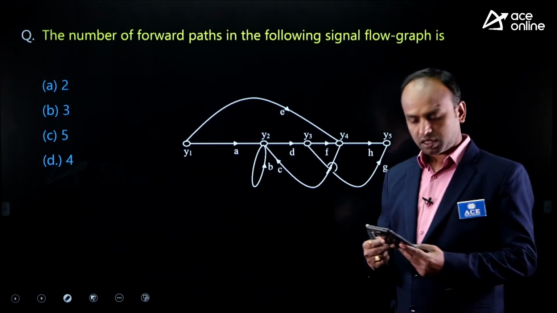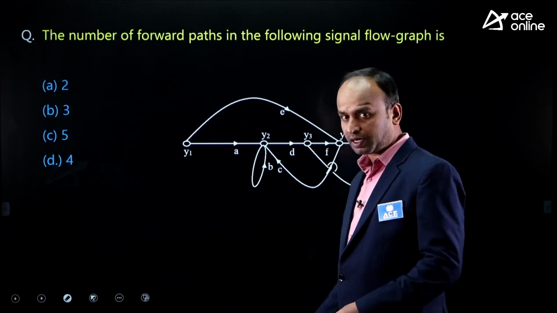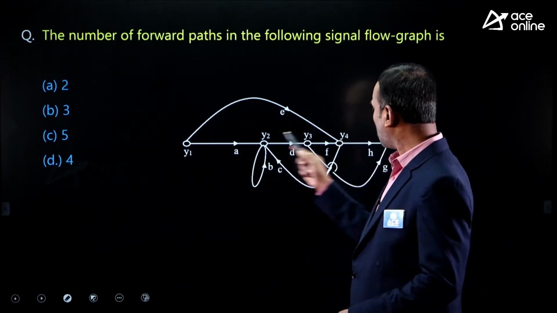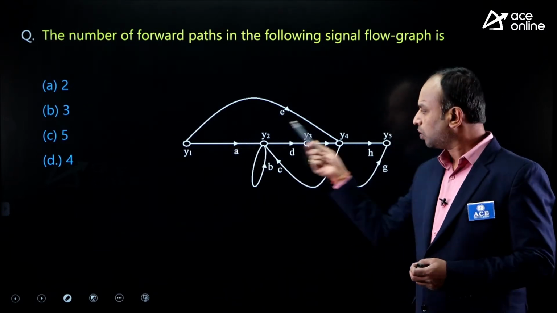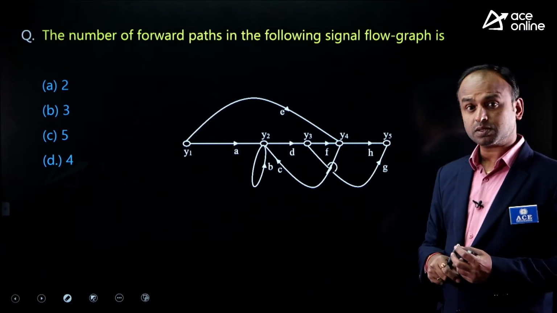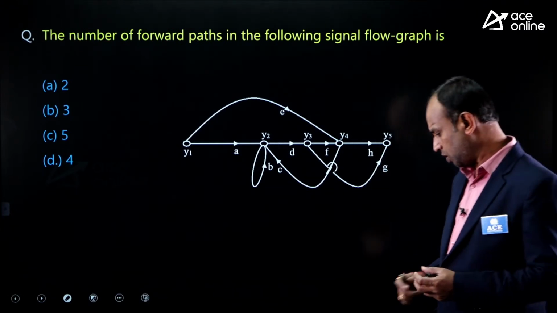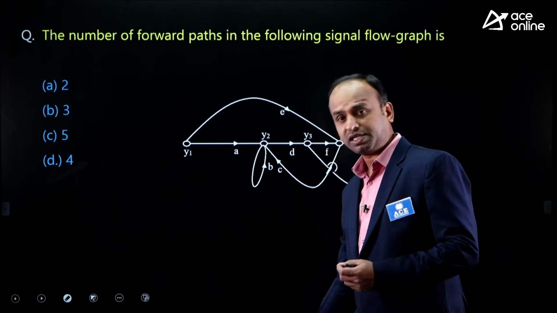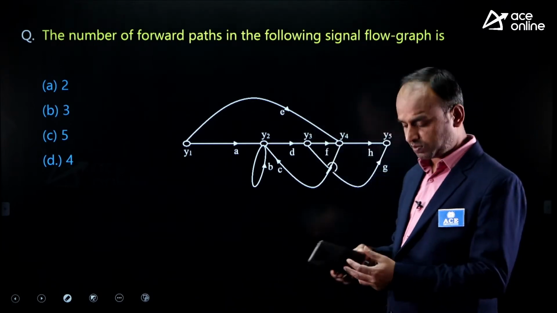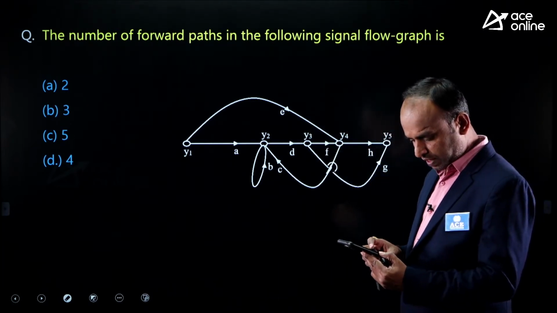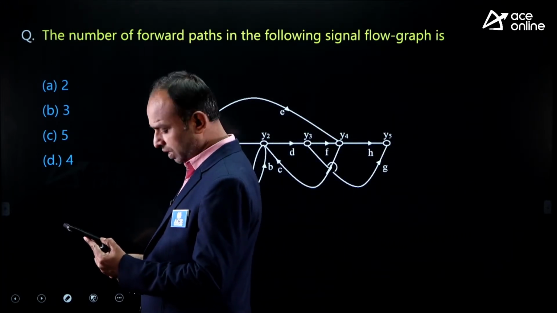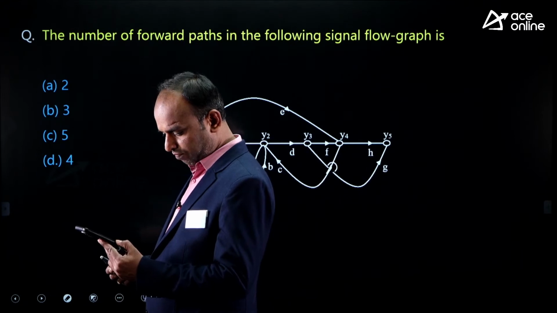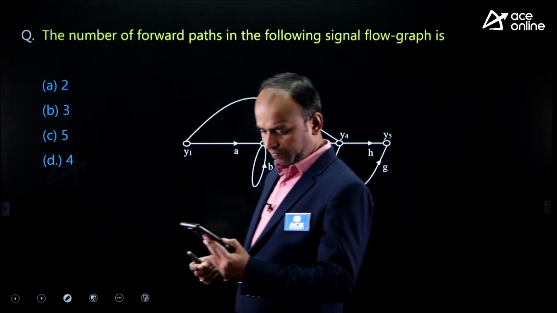Now I am going to explain the number of forward paths. Input to output, how many ways can we reach? The path from input to output, without touching any other node 2 times. Sandeep, you have changed your answer, again option B. Monica, 4. Okay, very good.